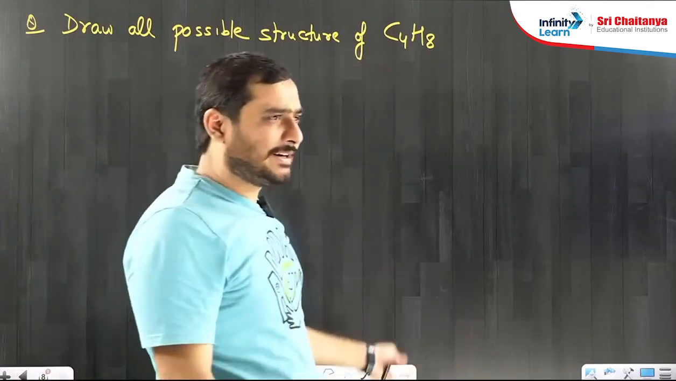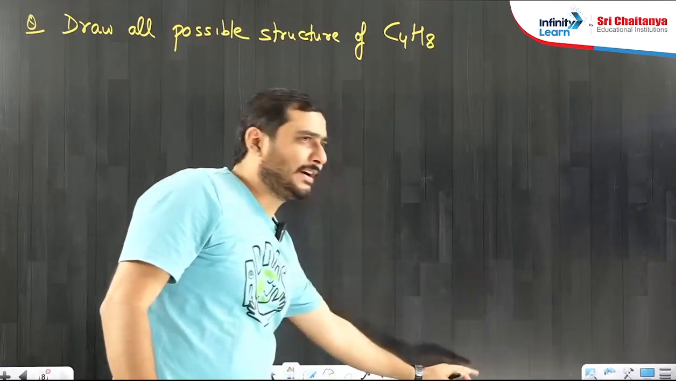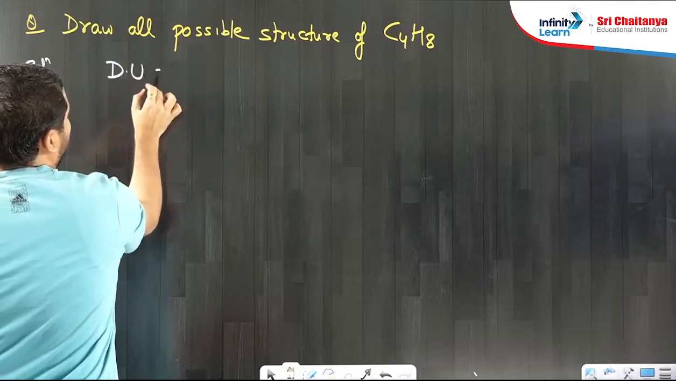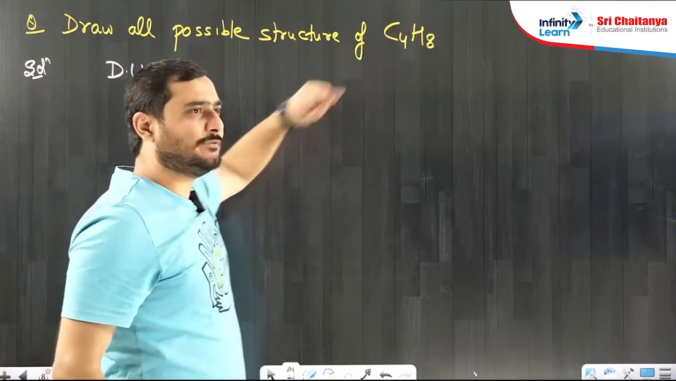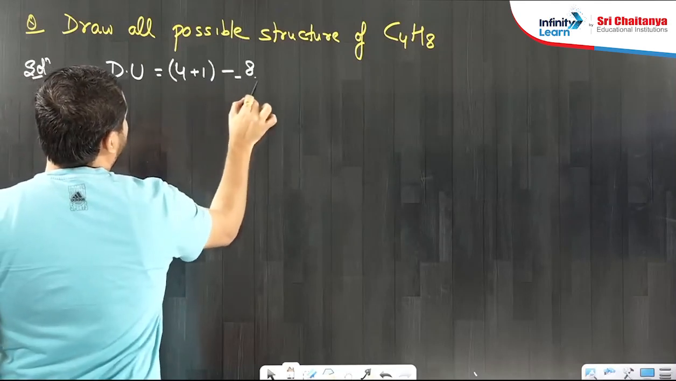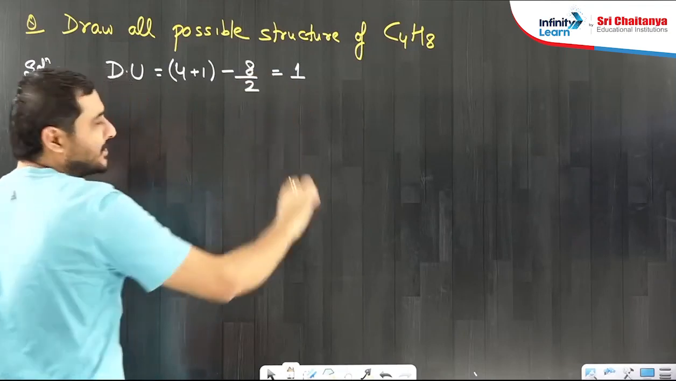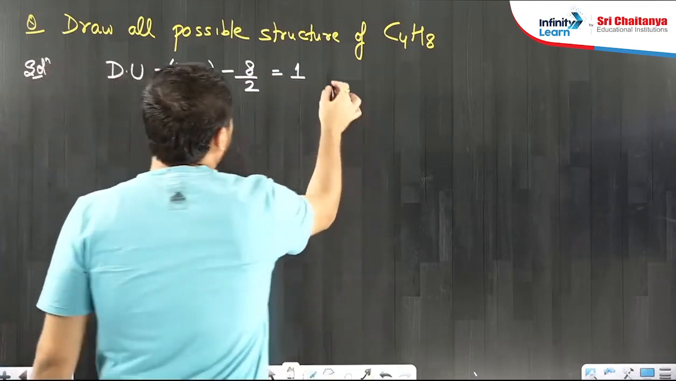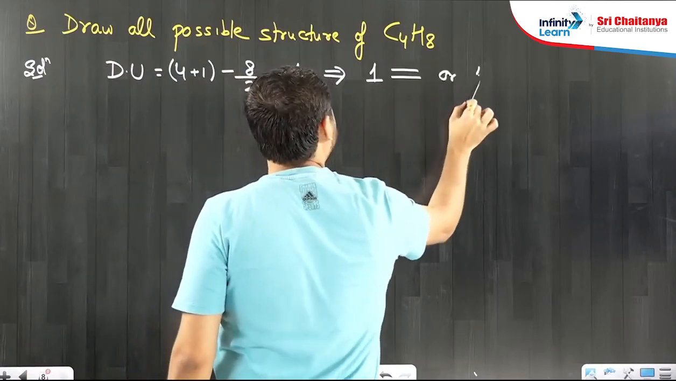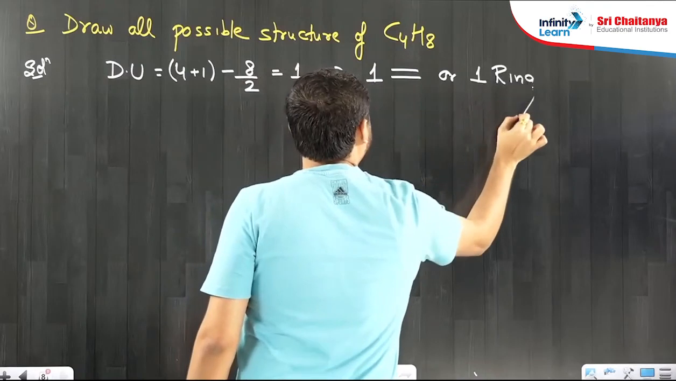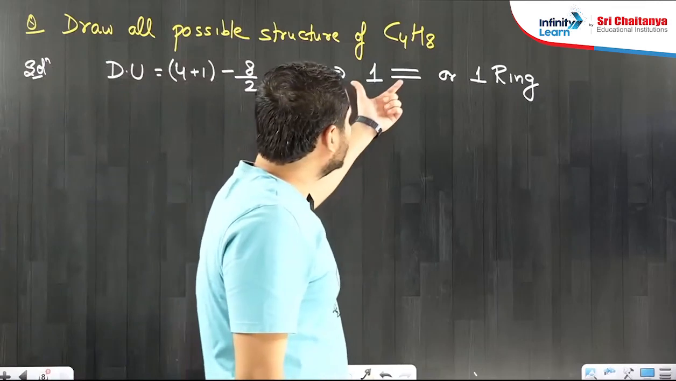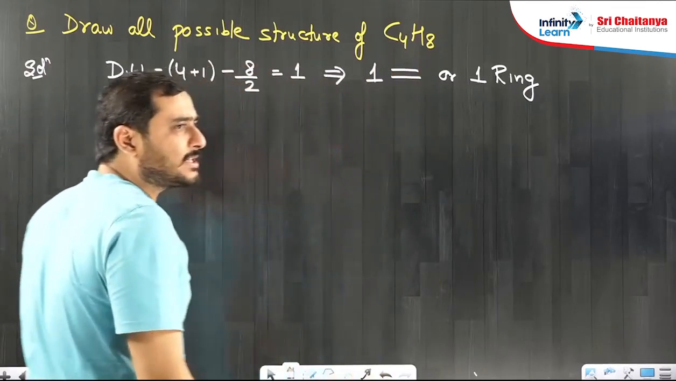Try to solve. First, calculate the degree of unsaturation. How many carbon atoms are present? 4. So 4 plus 1, that is 5, minus 8 divided by 2. So what is the degree of unsaturation? 1. Now from degree of unsaturation 1, we can assume either one double bond is present or one ring is present in the compound. Okay, so let us first draw the structures in which one double bond is present.